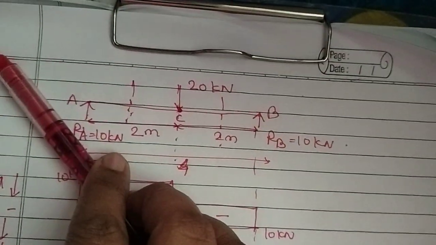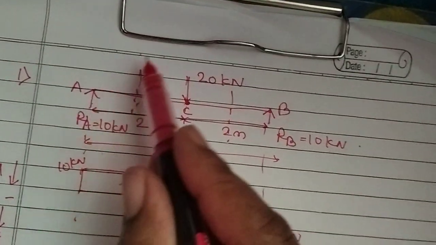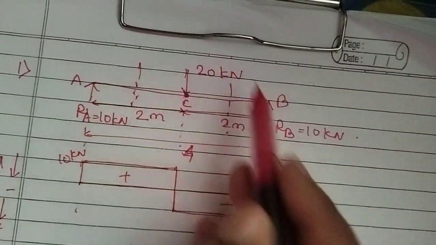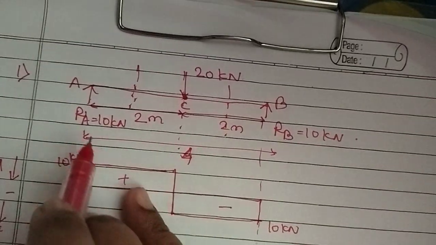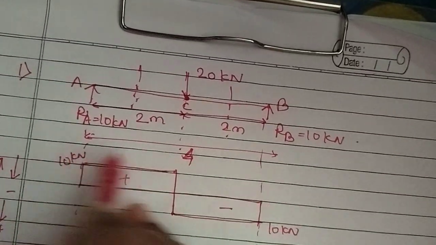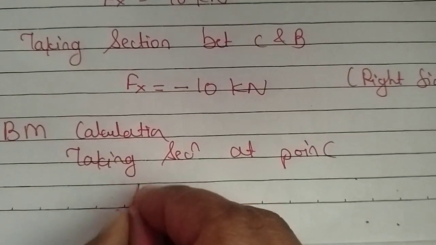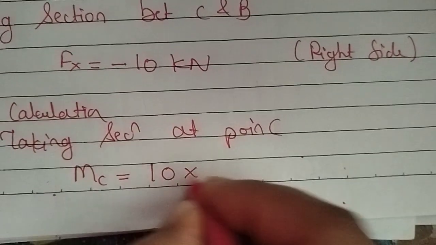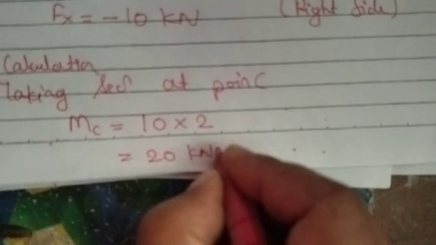Suppose we are considering the left side, so we have to rotate this RA towards C. If you are rotating RA towards C, it is going clockwise, so it will be considered as positive and the perpendicular distance will be 2 meter. So taking moment at C, moment at C equals, we will be considering the left side, rotate this force, this is clockwise, so positive. So 10 into the perpendicular distance 2 meters, so 20 kilonewton meter will be your bending moment at point C.